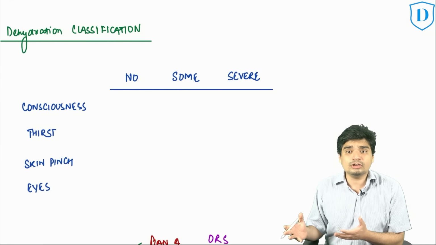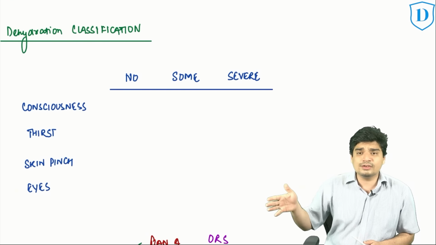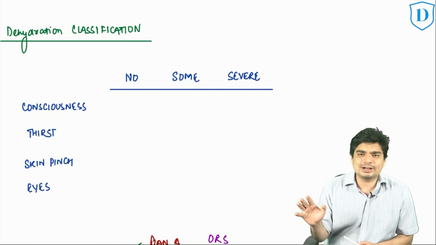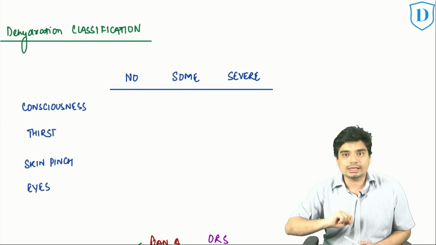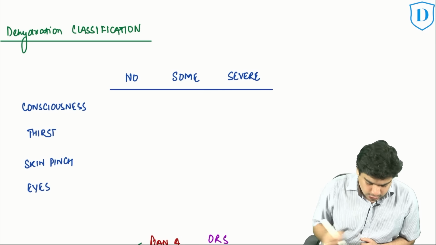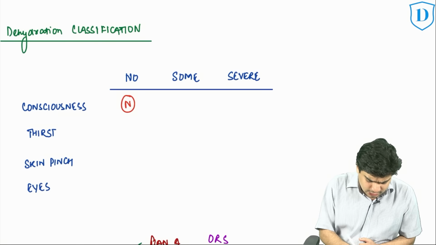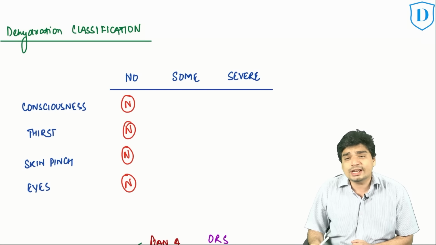We come to dehydration. The dehydration classification, we all know dehydration is classified into no, some, and severe. Again, the same dictum is going to apply. The only thing worse than a crying child is a child who is not crying. Look here. Consciousness. So in no dehydration, everything is going to be normal. So I'm just going to write that. Consciousness, thirst, skin pinch, and eyes, everything is going to be normal as far as no dehydration is concerned.